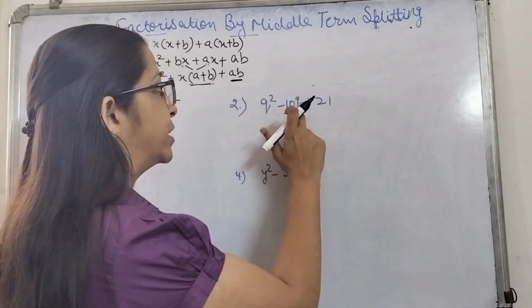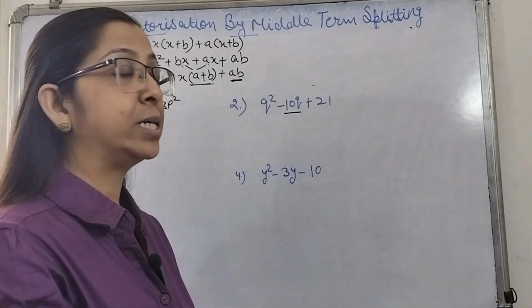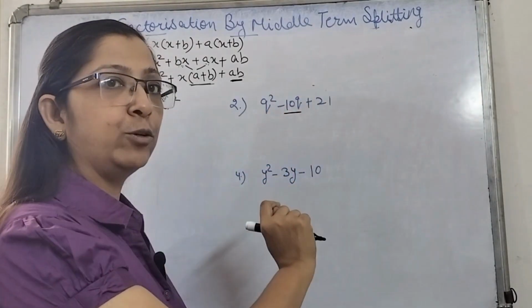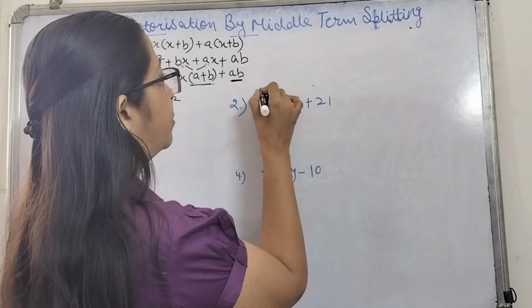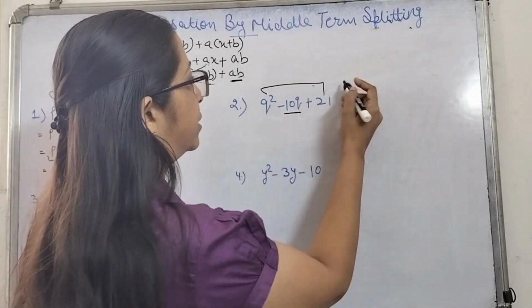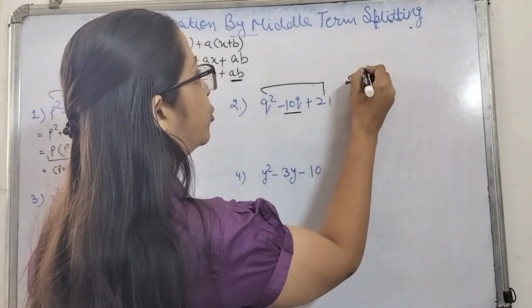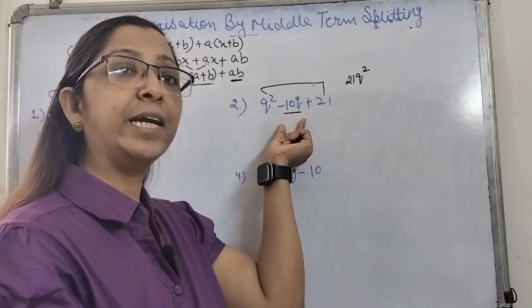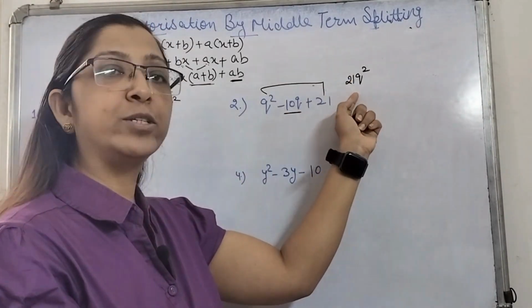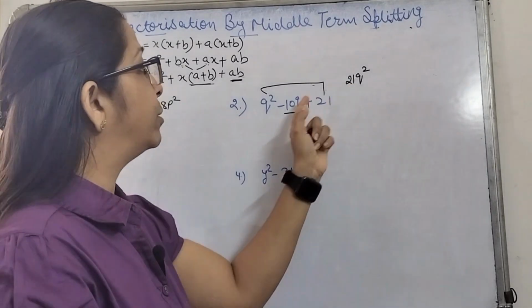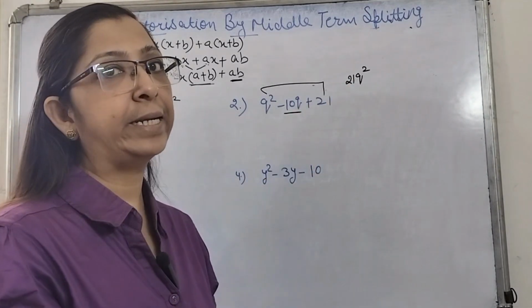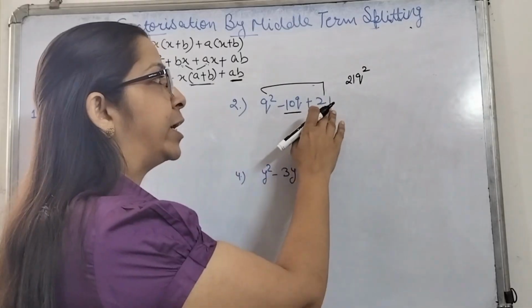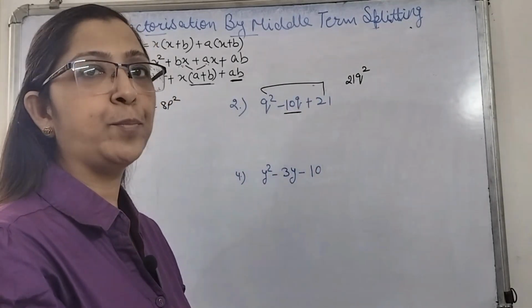So we have to split this minus 10q into two parts such that the sum of these two terms should be equivalent to minus 10q, and the product of the two terms should be equivalent to the product of the first and third term, that is 21q square. Now we can see that the sum is negative and the product is positive. This is possible only when both the two terms are negative, so that the sum is negative and the product is positive.